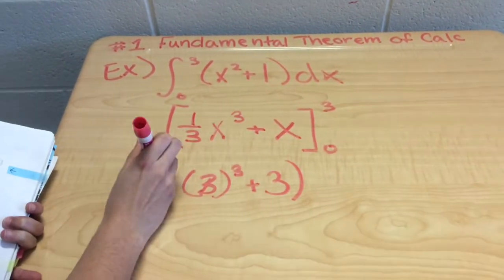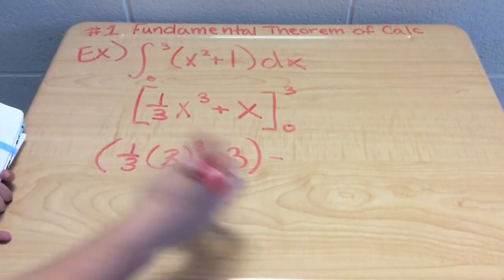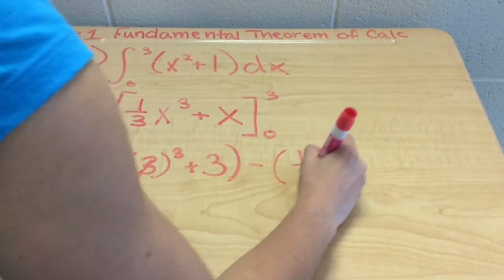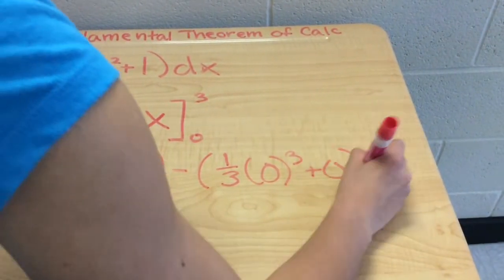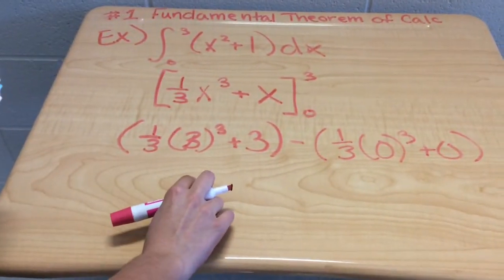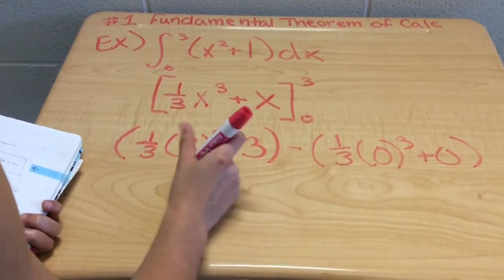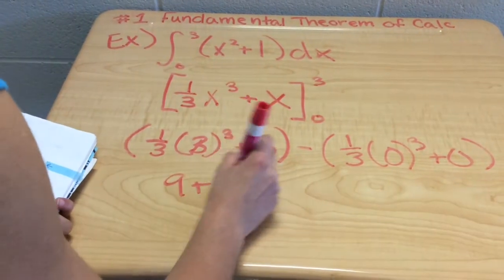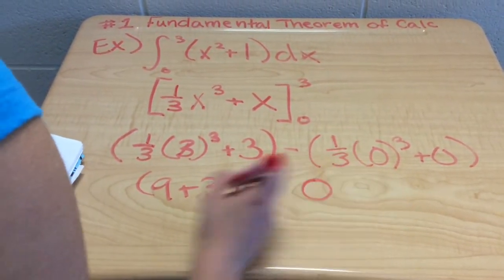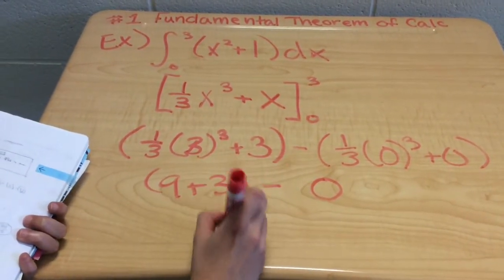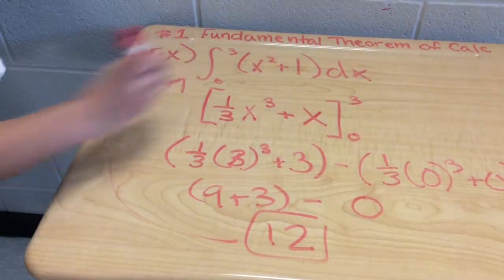And then we take this entire thing and minus it by what we get when we plug in 0. So plug in 0. And then this comes out as 9 plus 3, and then this comes out as minus 0. And then 9 plus 3 is 12. So your answer is 12 for this integral right here.